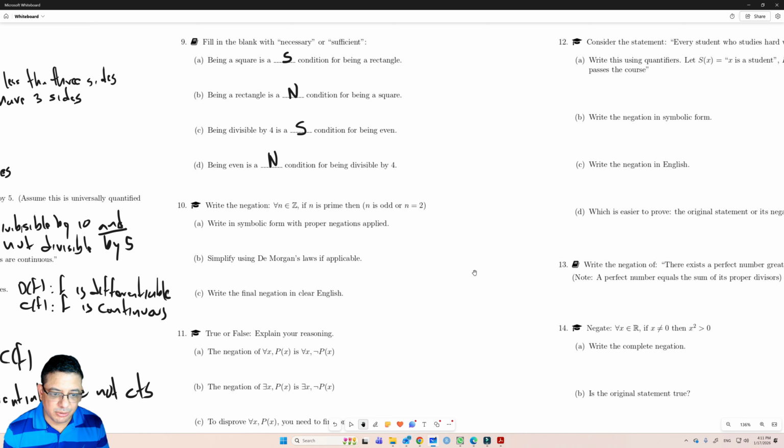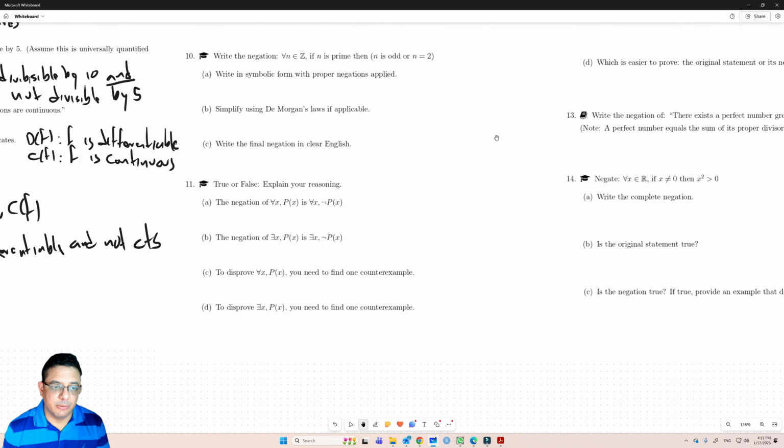All right, so question 10. Once again, we're back to writing negations of quantifiers. We have for all n that belongs to the integers, if n is prime, then n is odd or n is equal to 2. The difference here is that we not only have an implication, but we also have an or. So this is for all n that belongs to the integers in symbolic form.